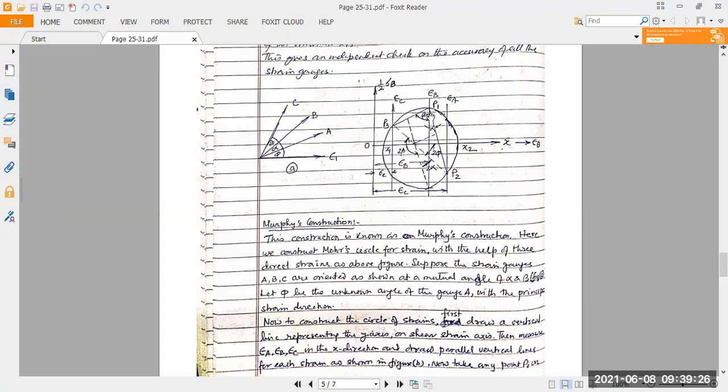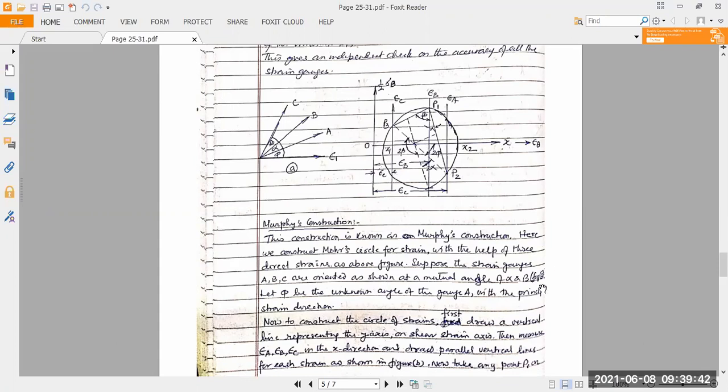This is equal to epsilon A, and this AB is equal to epsilon B itself. So this point we have measured by putting in the reading of the strain gauge, and this point we got by putting in the reading of strain gauge C. So we got the verticals here.